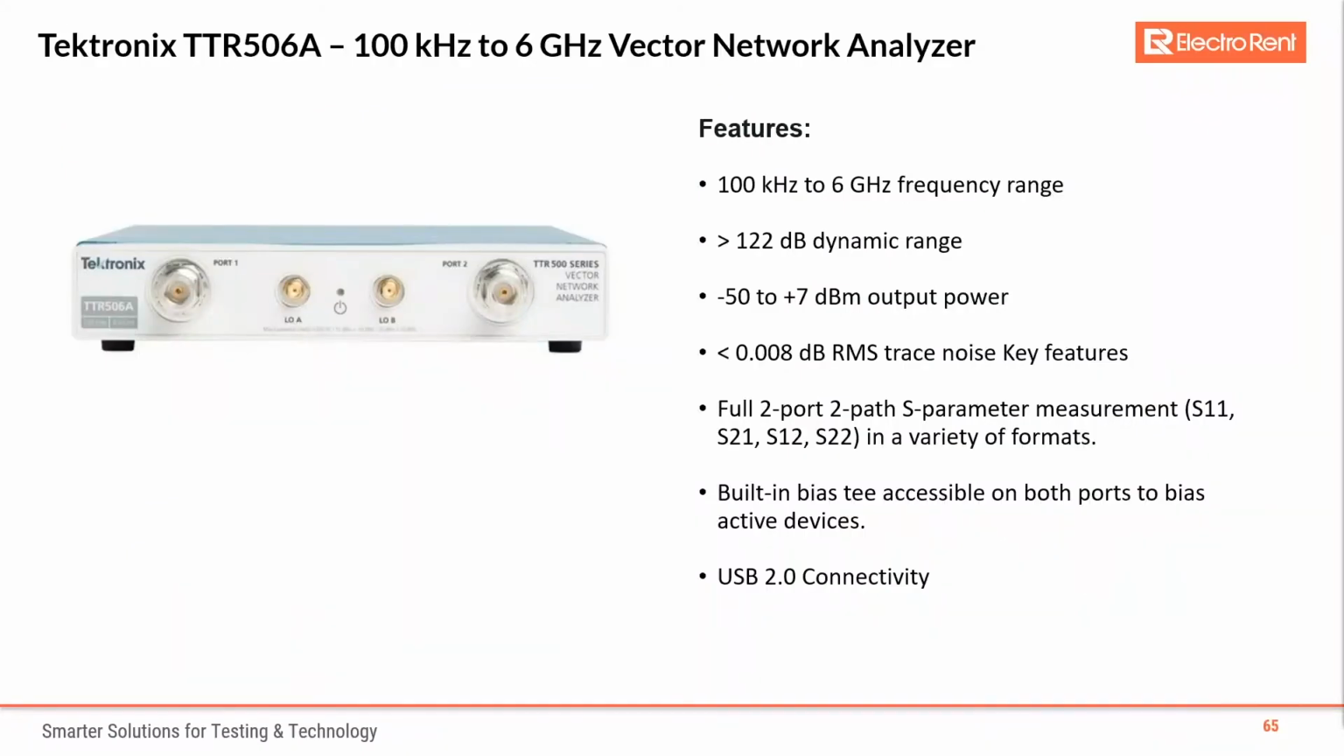And Tektronix has their TTR506A series vector network analyzer. This is a great network analyzer if you just need simple S-parameter measurements, and it can cover up to 6 gigahertz. As with the Keysight USB, the licenses are locked to the unit, and you just download the software onto your PC, which is great for floating around from bench to bench. This is a cost saver, since Tektronix has had this series out for a while now, and it has great 2-port S-parameter measurement capability.